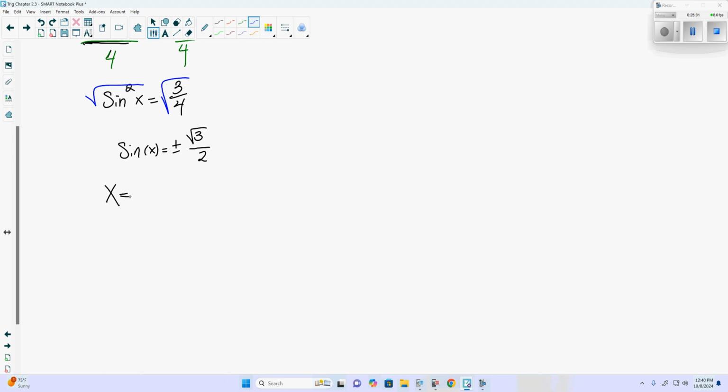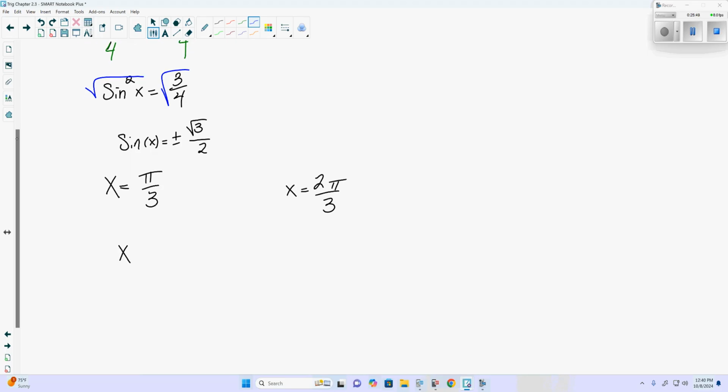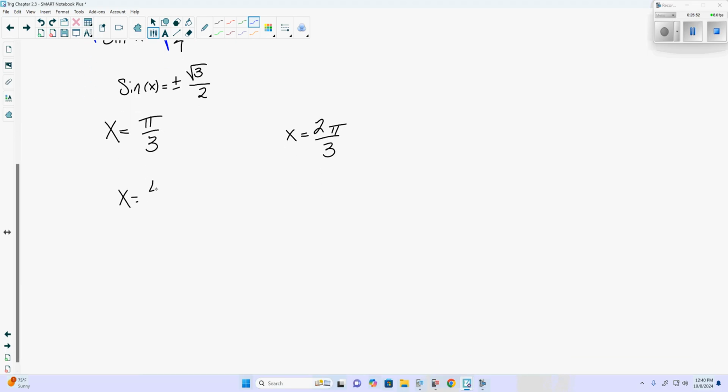Where's the first place where we see that sine is either positive or negative square root 3 over 2? Pi over 3. Where's the next one? 2 pi over 3. What after that is? 4 pi over 3. And the last one is? 5 pi over 3. Questions on this here?